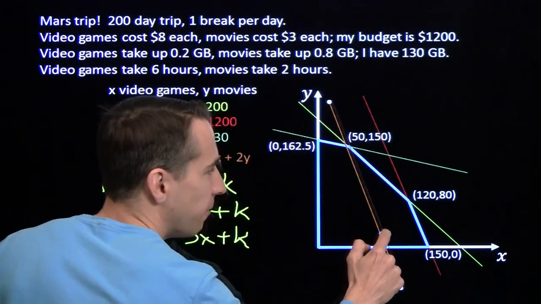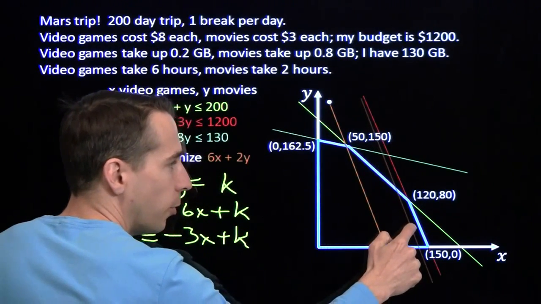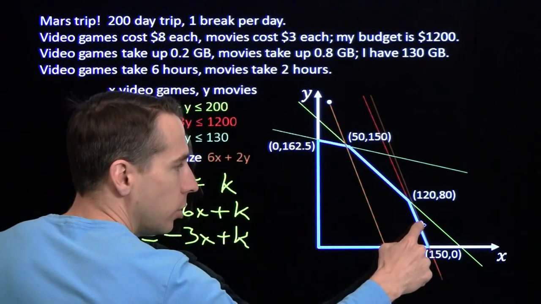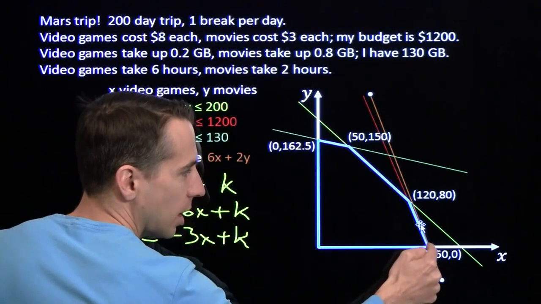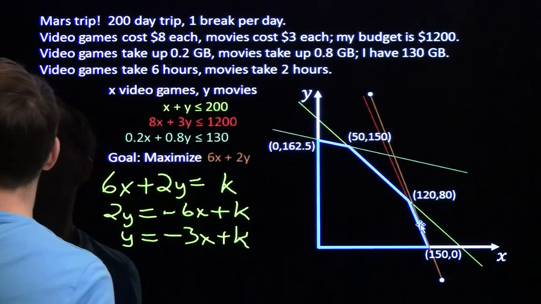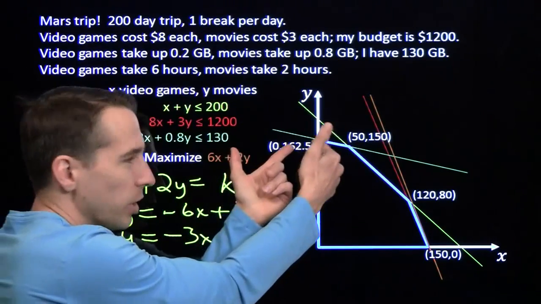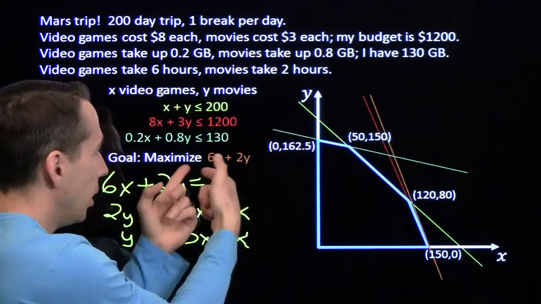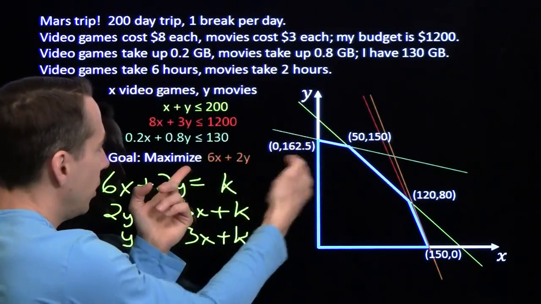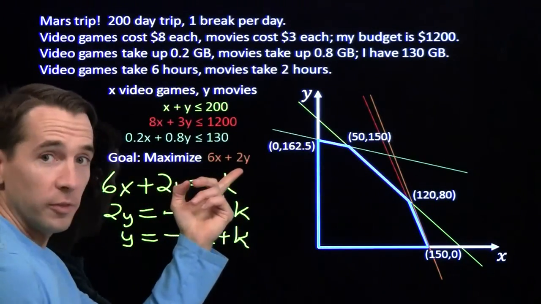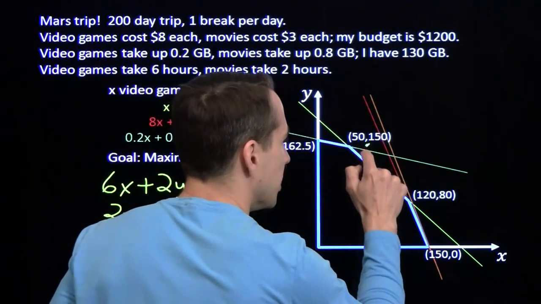We want the one that's going to be farthest out, just like before. And it looks like it's going to be this point this time, this corner instead of this one. But once again, we test. It's clear we don't really have to test these two. These two aren't going to win. I mean, if you want to go ahead and look at that one, put in 50, you get 300. Put in 150 for y, you get another 300. That comes out to be 600.